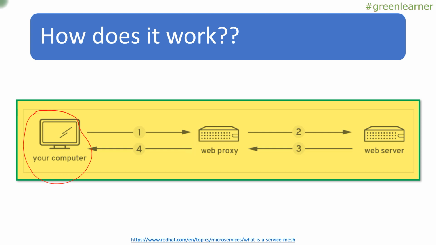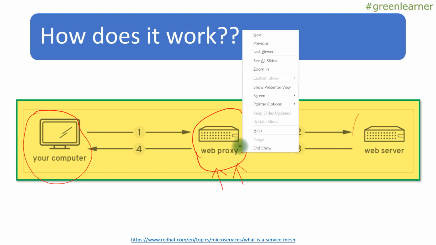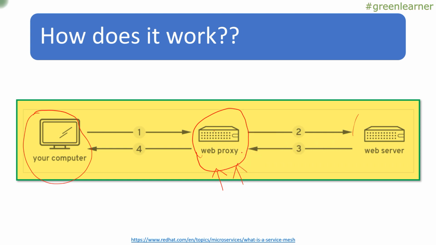First, this request is going to the web proxy. And what is this web proxy? This is employed by your company for security reasons. So any request going out first goes to the web proxy, then it goes to the web server, and when the web server responds, the response is again validated against the rules configured in the web proxy. If it passes those rules, only then is it served to your computer.